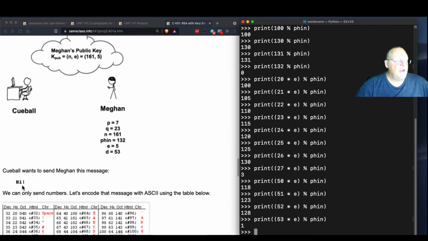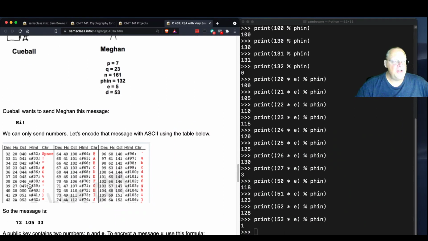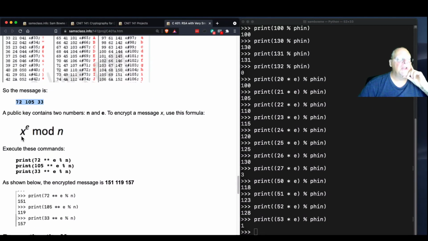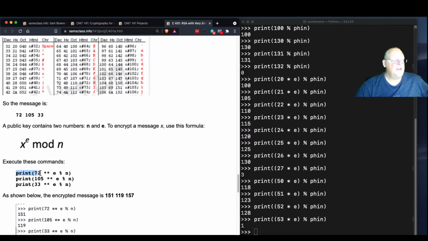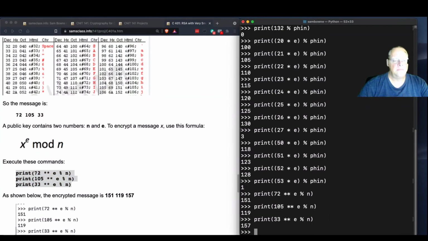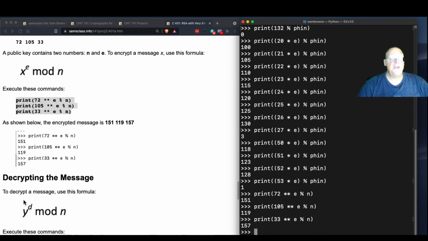Now anybody can send her a message with her public key. So if Q-Ball wants to send hi, exclamation point, he has to encode it somehow, and we can encode it with ASCII, so it turns into these 3 numbers. And we can just encode each of those numbers separately, and here's the way you do it. You take x to the E mod n to encrypt. And the numbers you're sending is x, and E and N are the key. So it's just x to the E mod n. And so you get 151, 119, 157. That is the encrypted message.